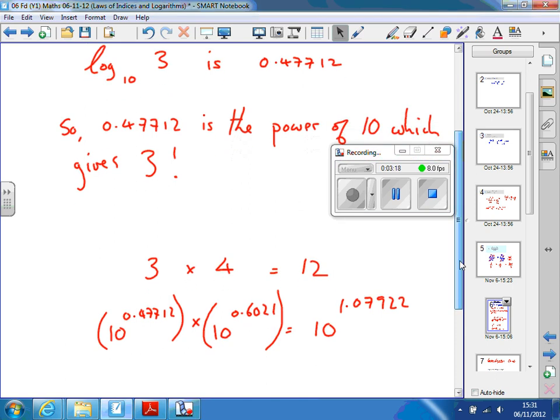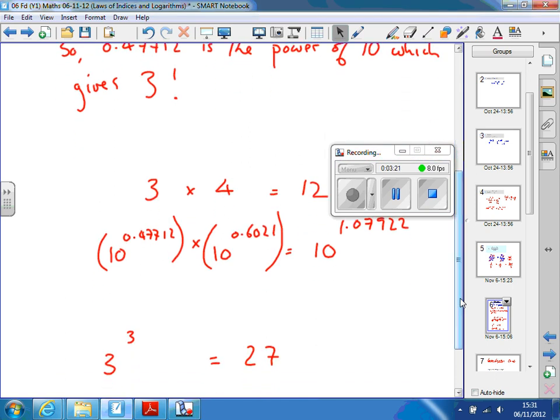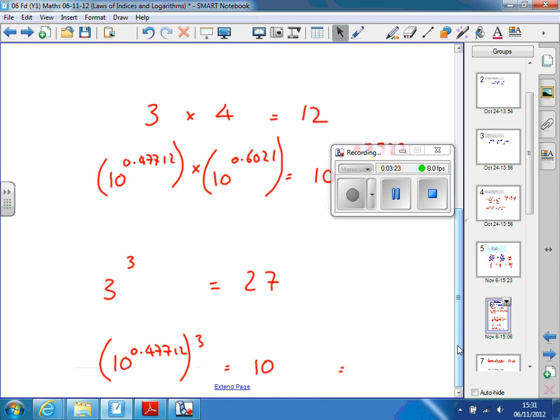So what about 3 cubed? We know 3 cubed is 27. We know that 3 is 10 to the power 0.47712. So how do I work out what 10 to the power 0.47712 to the power 3 is? Which law of indices helps us here? When I've got one power raised to another power, I times them. So this will be the same as 10 to the power 3 times 0.47712. What's that? Gives us 10 to the power 1.431. If we work out what 10 to the power 1.431 is, we should get near enough 27.